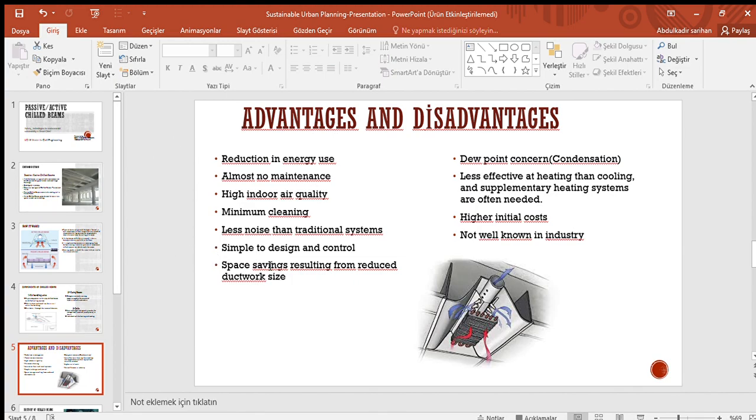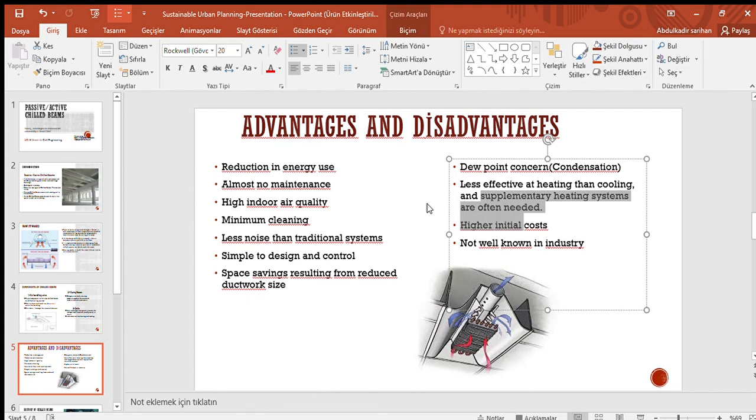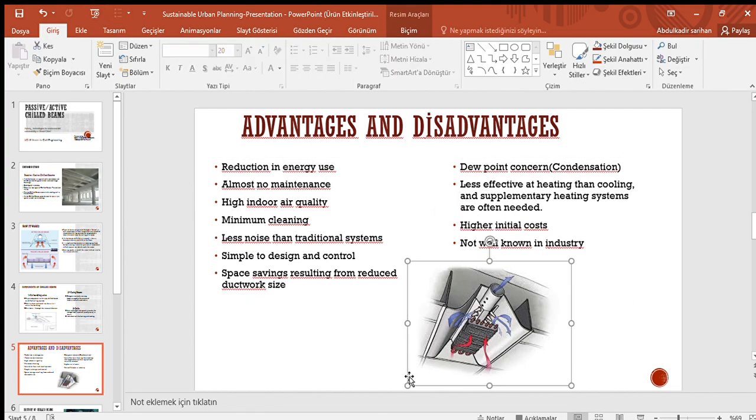And also this is important, in this system we will have more space because it's not big, and also it doesn't have a movable part, so everything is stable here. Let's come to the disadvantages. The biggest disadvantage in the system is the dew point concern.